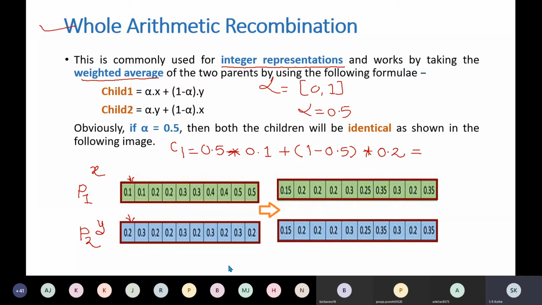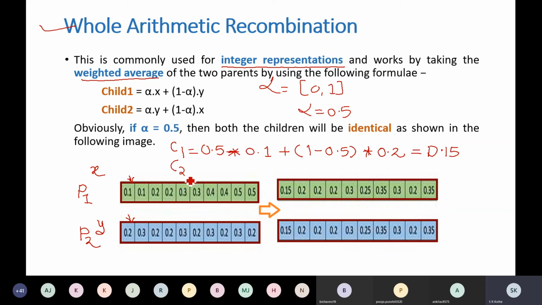1.5. 0.15, 0.15. Okay. Is it right? Any other answer? I think it's right. Correct.